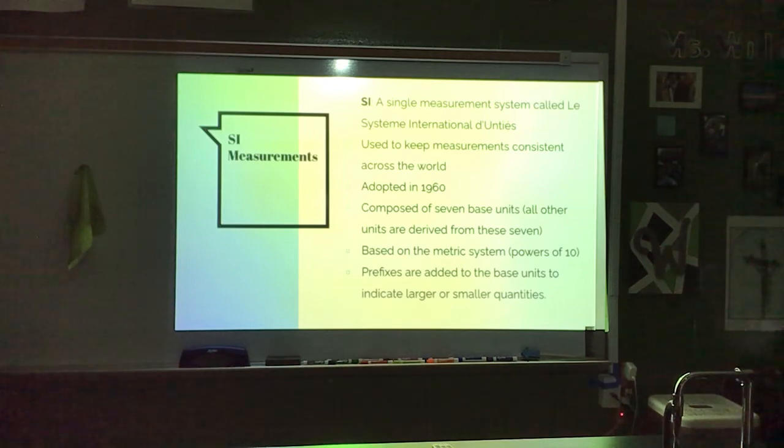We also use prefixes, which are added to the base units to indicate larger or smaller quantities. So instead of coming up with different forms of a unit, we're able to just add a prefix, and that tells us whether that number is really large or very, very small.